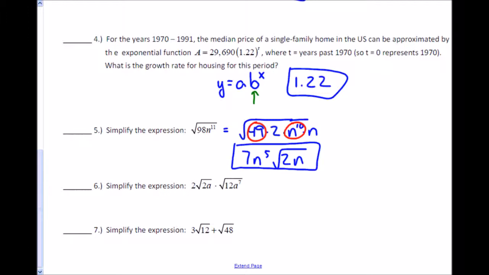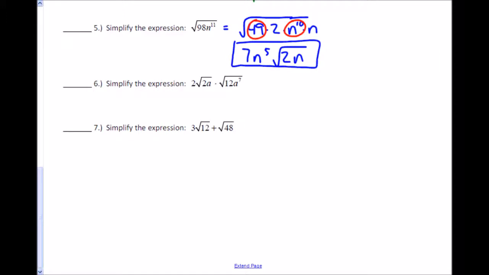Okay? For the next one, we're multiplying. When we multiply, remember what's outside multiplies by what's outside, what's inside by what's inside. So when I do this, it's going to give me a 2 square root of. Since the 2 and the 12 that are underneath are both underneath, we're going to multiply. That's a 24.